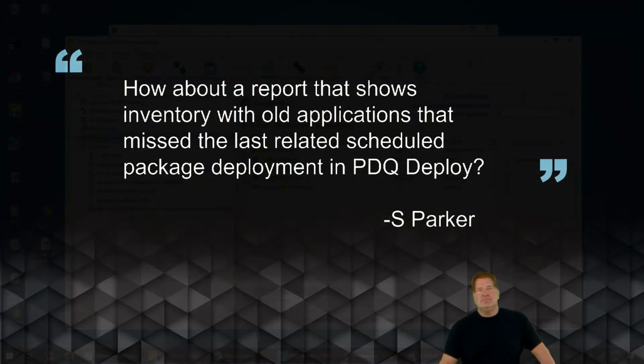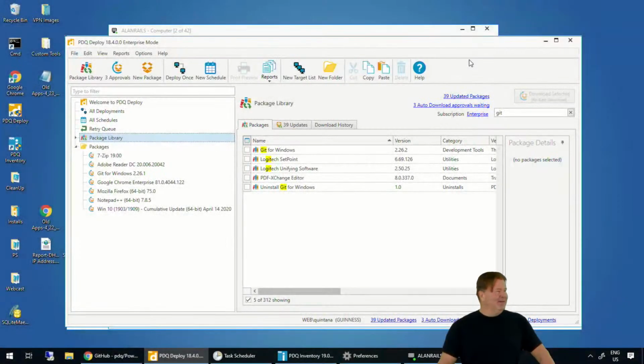All right. Possibly our final question. How about a report that shows inventory with old applications that missed the last scheduled package deployment in PDQ Deploy? Thanks, S. Parker. My first take with that is I would have the retry queue go. If it didn't install, it will attempt again in the future. But as far as a report on that, I'm not sure.